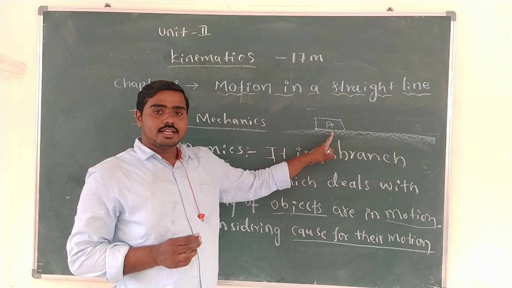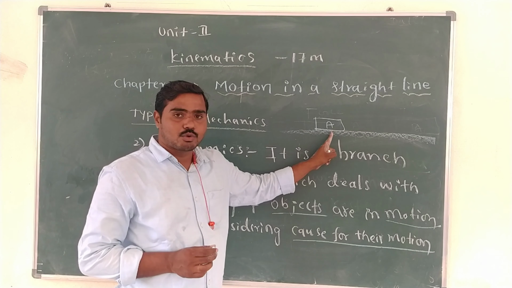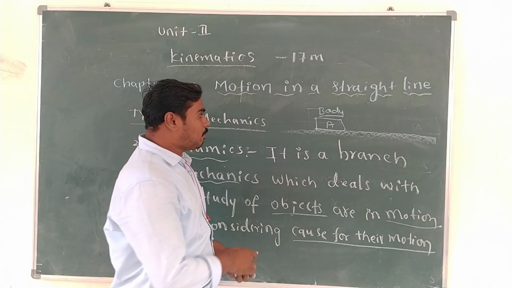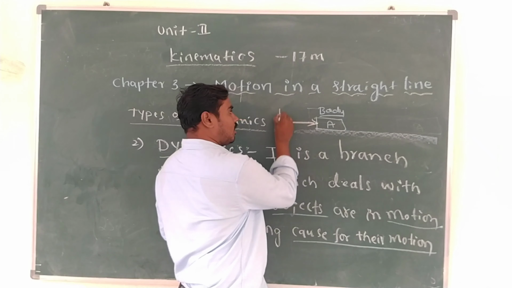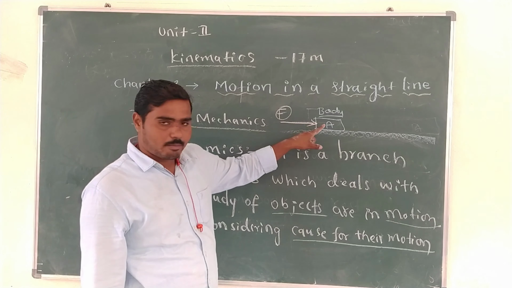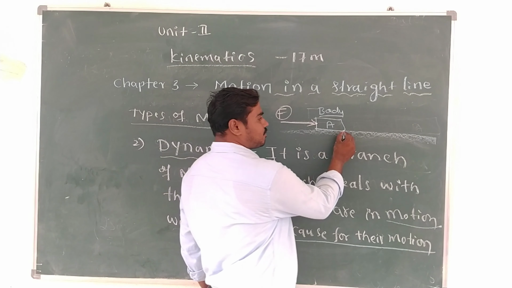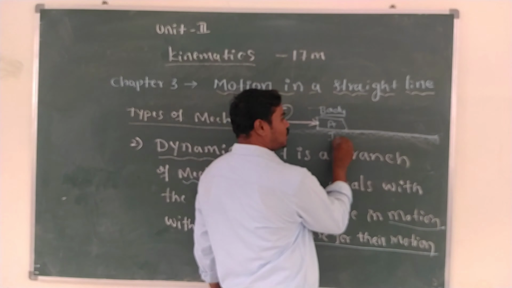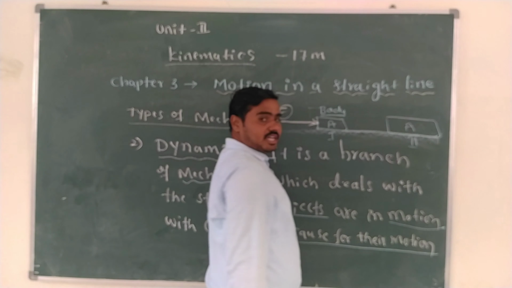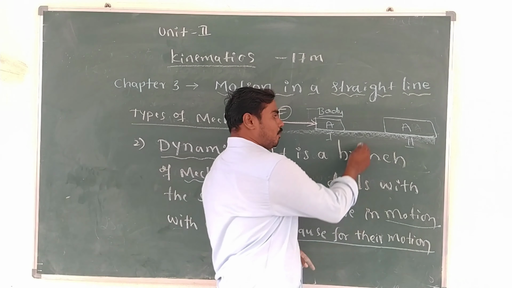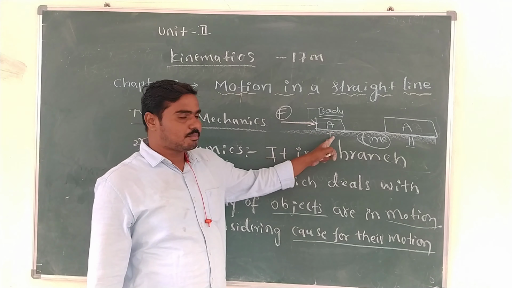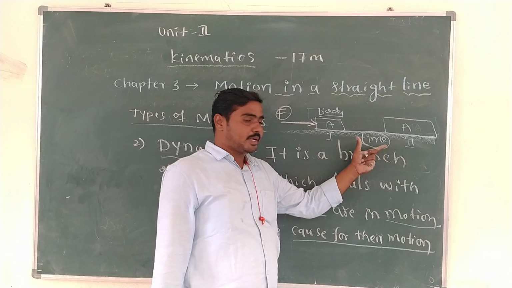Its meaning: when an object is in rest position, this is body A, it is in one position, now it is in a state of rest. We are applying some amount of external force, some external agency. Body changes its position from one point to another point, from first position to the second position, with respect to time.